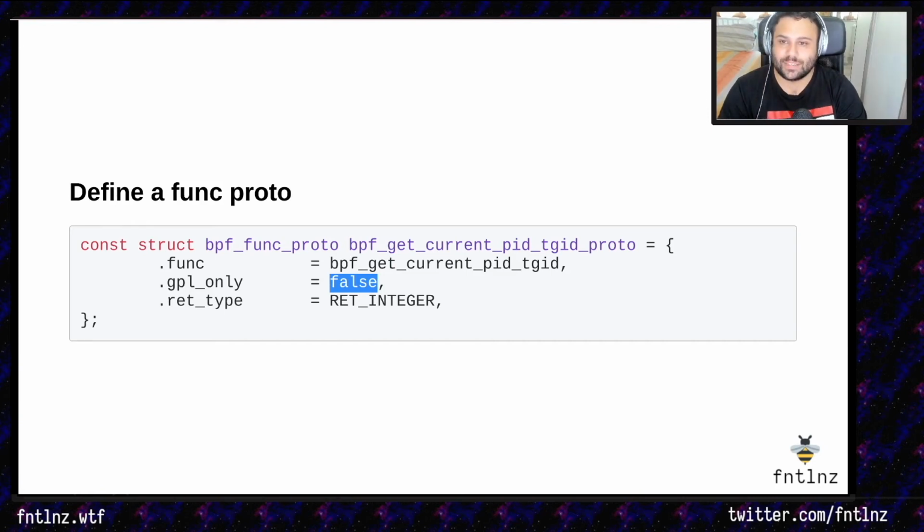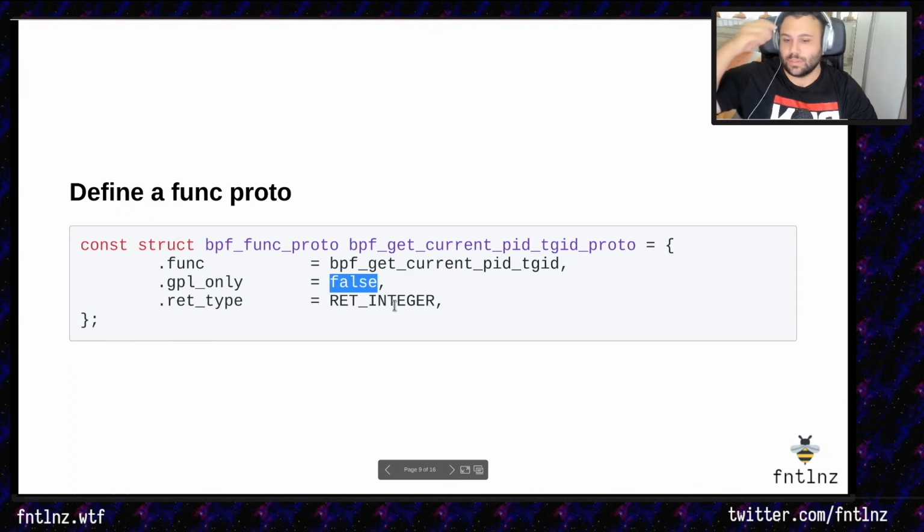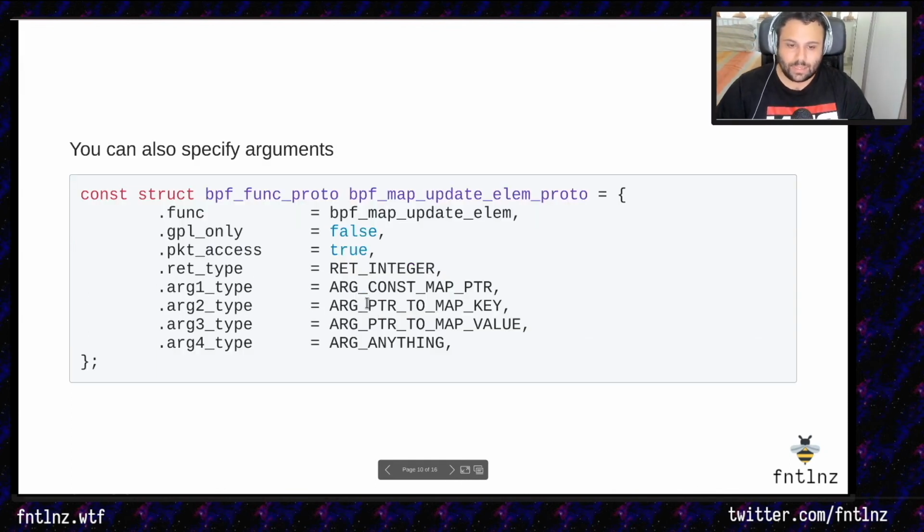You might be asking yourself, how do I know when it works? What are the functions that are GPL only versus what not? If you just grep bpf_func_proto in the kernel, you will have a better idea of that. And then the return type, integer, can be map pointer, other types, void. And then if you have a more complex function, you can also have arguments, right? Arg1, 2, 3, 4, 5, and they can have specific types. You can pass them.